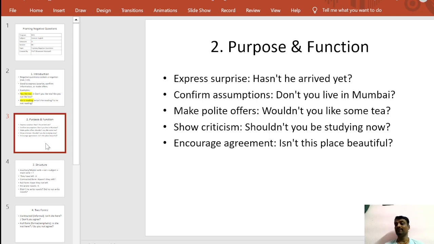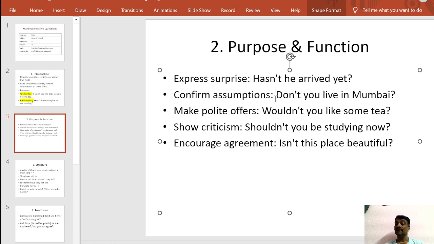Then, the purpose and function of negative questions. They express surprise: "Haven't you arrived yet?" If the sentence is "He has arrived yet," then you have to ask, "Hasn't he arrived yet?" They are also used to confirm assumptions: "Don't you live in Mumbai?" Someone is living in Mumbai, and an assumption was made, so that is why a negative question.